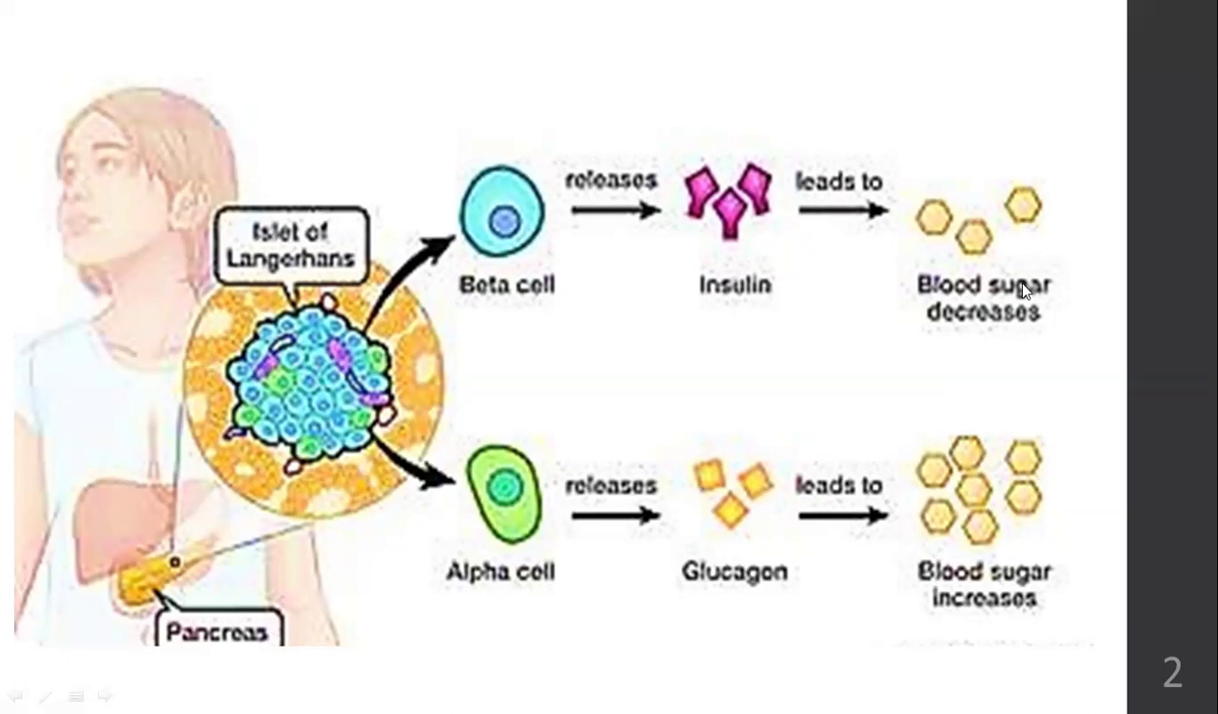Alpha cells do the opposite. They release glucagon. So glucagon will tend to increase the blood sugar level. It will increase the blood sugar level, so they work in a conflicting way.